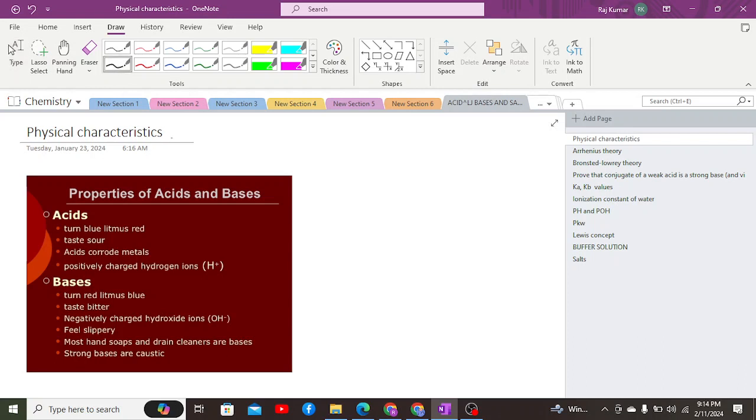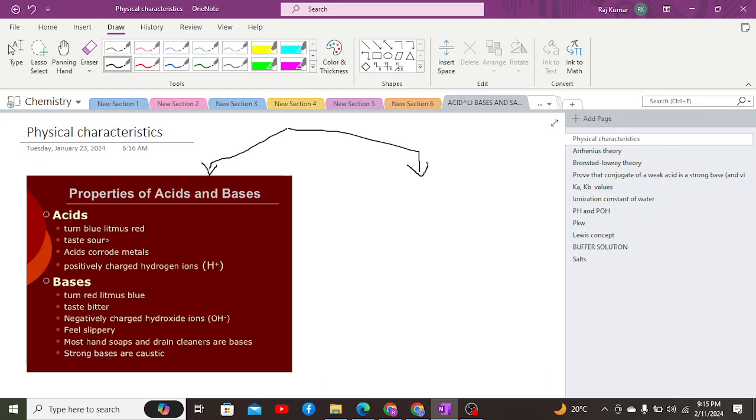We are having the physical characteristics of acids and bases. Now there are two categories in which we classify acids and bases. First is the physical characteristics of acids and bases. Second is the chemical characteristics. Rest of the portion is about chemical characteristics. So first let us discuss what are the physical ones.